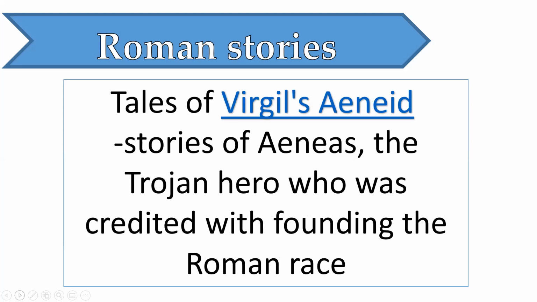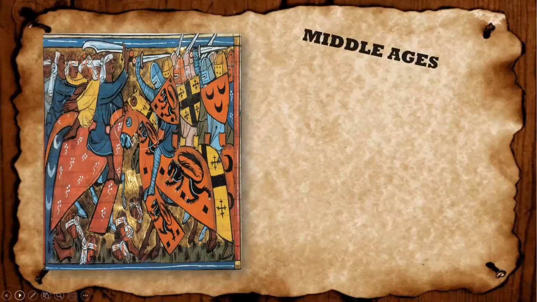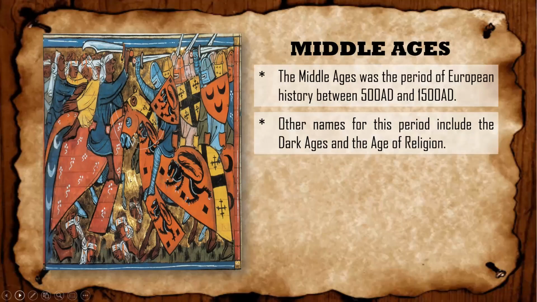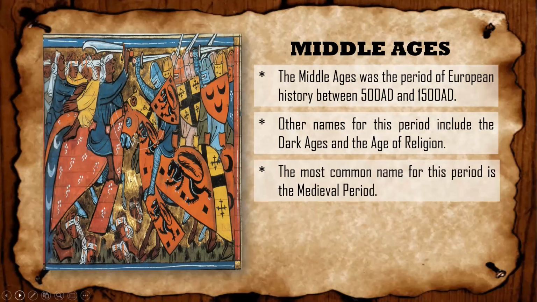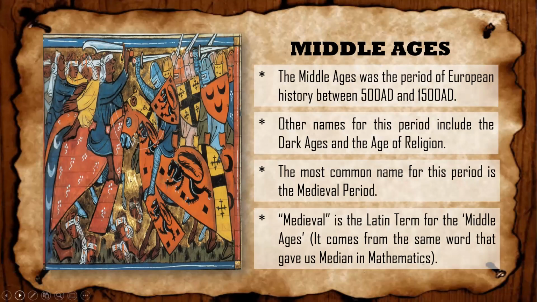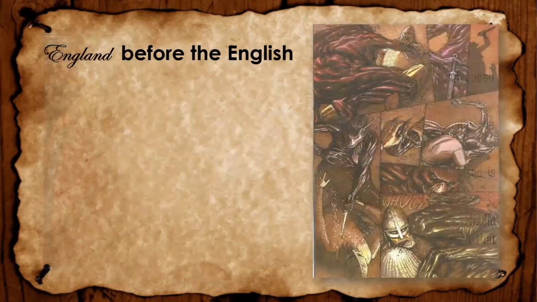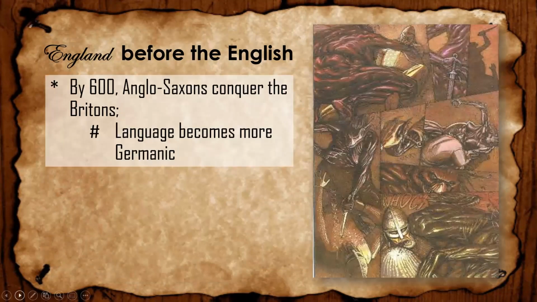Next, we also have the next period, which is the Middle Ages. Others call this period the Dark Age, and others also call it the Age of Religion. Okay, so the most common name for this period is the medieval period, or the Middle Ages. Okay. So, characteristics of Middle Ages.